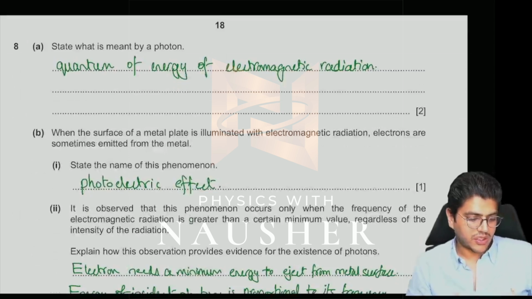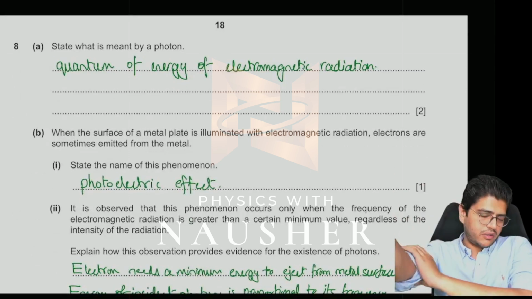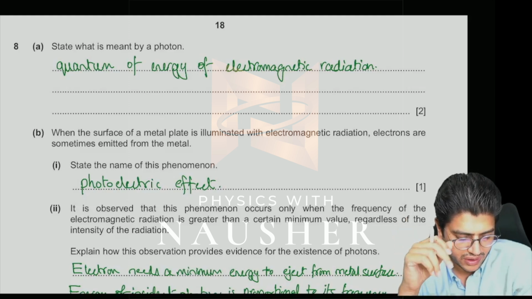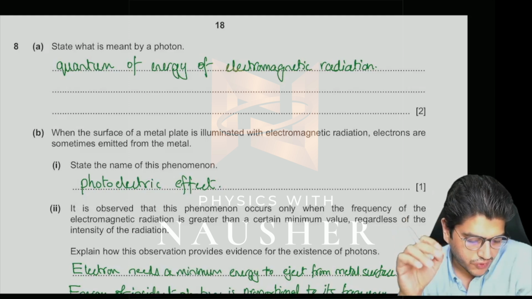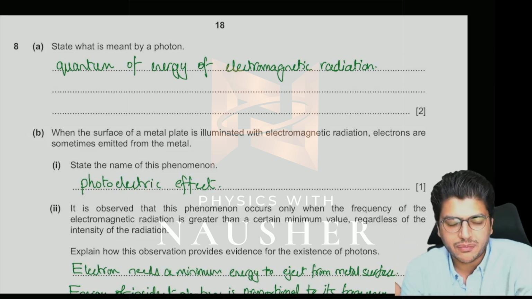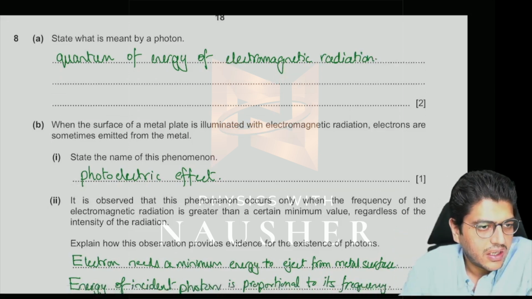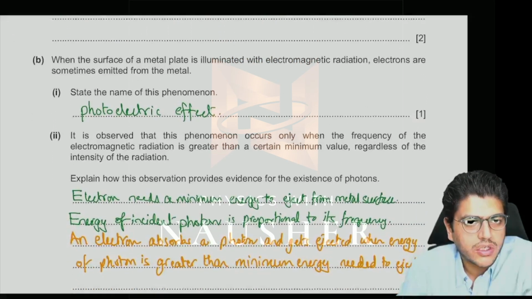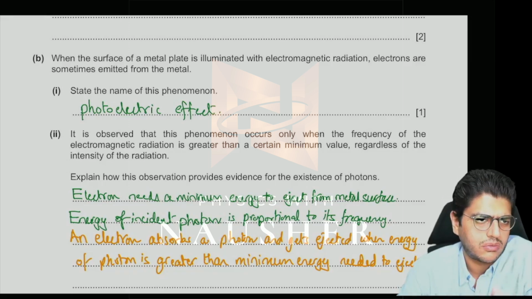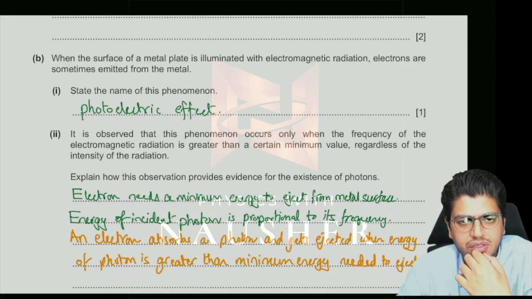Now, question number 8. What is meant by a photon? Definition, learn: quantum of energy of electromagnetic radiation. When the surface of a metal is illuminated with EM radiation, electrons are sometimes emitted. What is the name of this effect? Photoelectric effect. It is observed that this phenomenon only occurs when the frequency of the EM radiation is greater than a certain value. How does this observation provide evidence for the existence of photons?